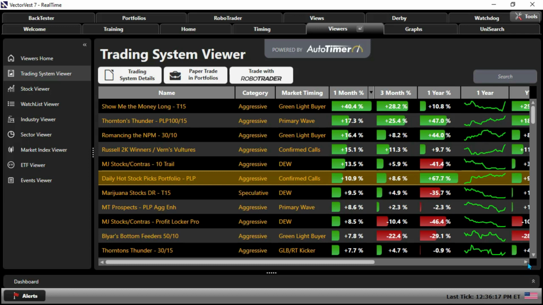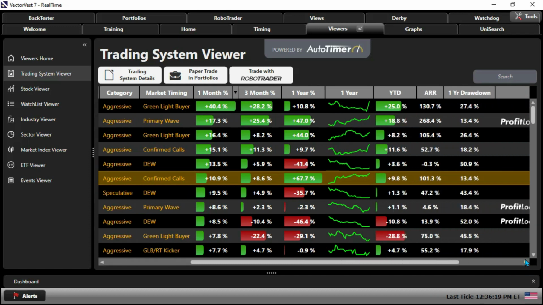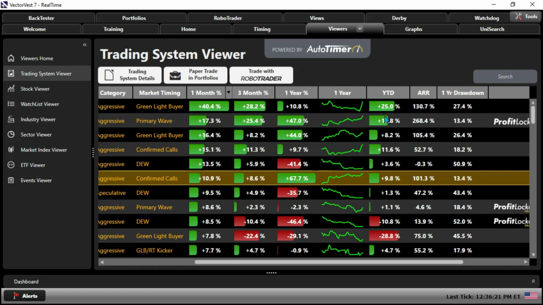We can see what it's done year to date, up 25% year to date, annualized out to 130%. Oh, but look at that drawdown. If that is not in your wheelhouse, even though it's up 40%, maybe you step back a little bit. Let's look at the next search.